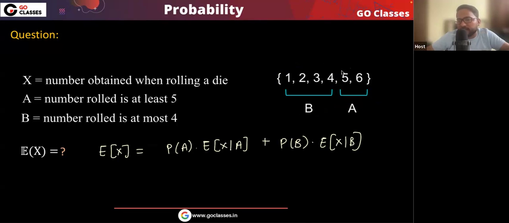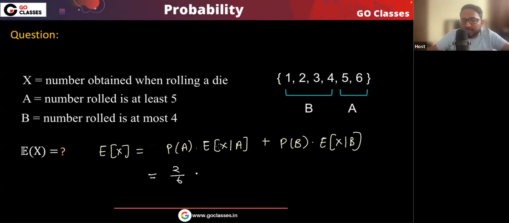Yes, they are forming a partition, right? There is no overlapping, there is nothing left. They're forming a partition, so that's why this formula is correct. There is no problem with this formula. So now let's find out the probability of A. What is the probability you get 5 or 6? I think this is 2 by 6, which is 1 by 3.